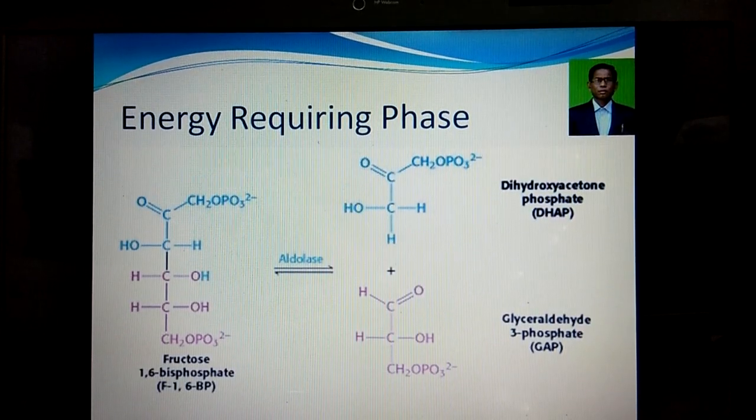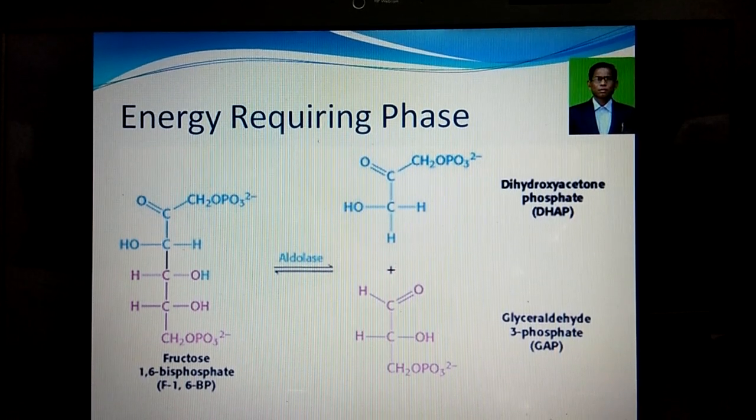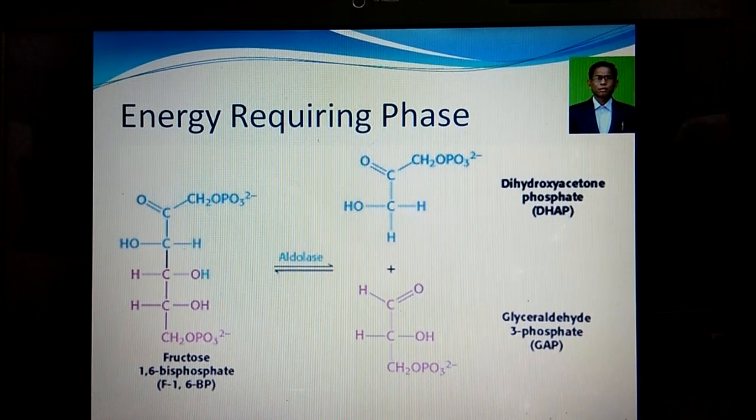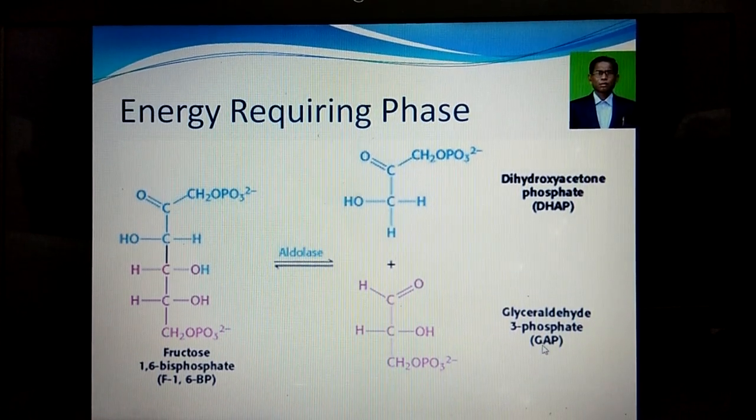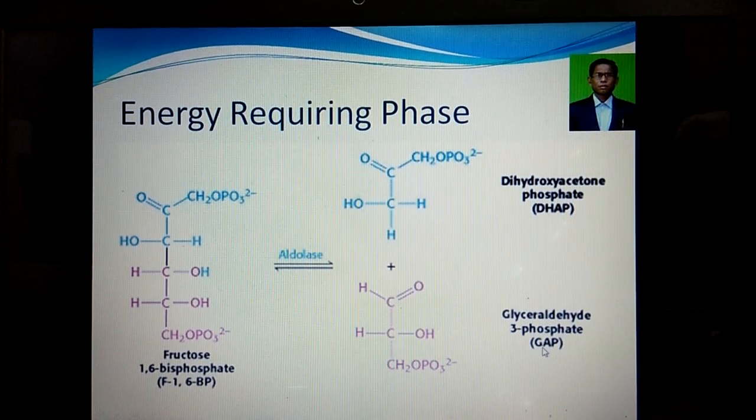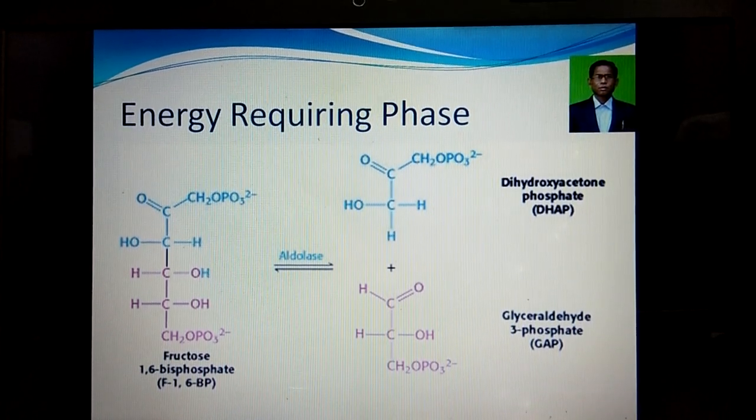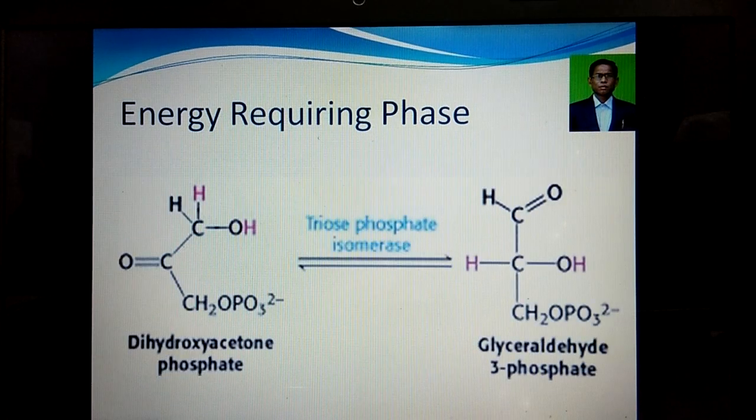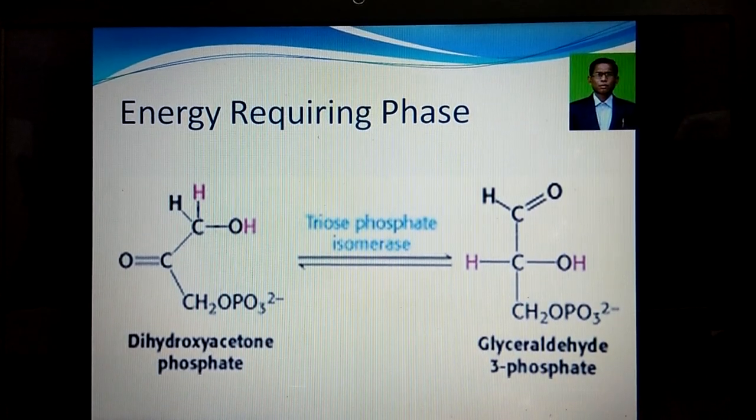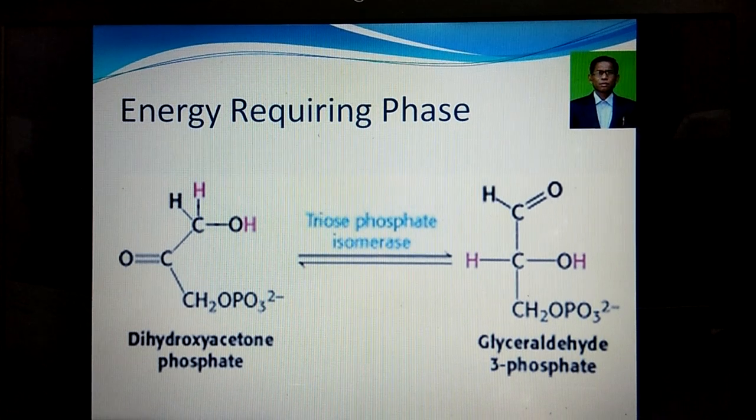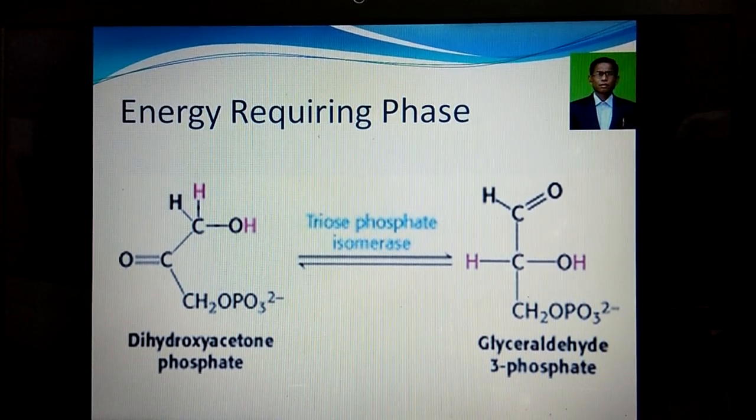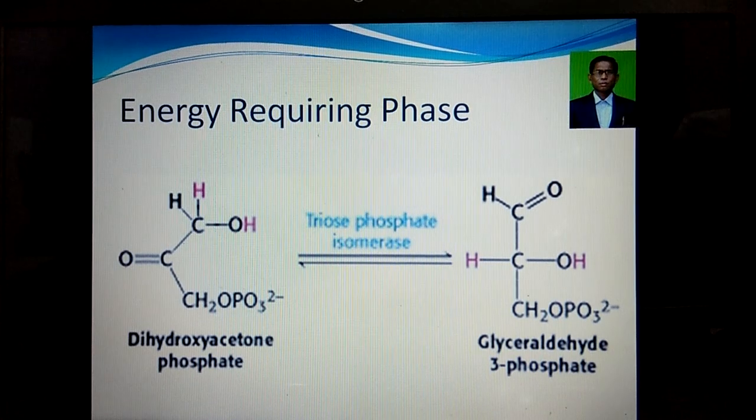In the fourth step, fructose 1,6-bisphosphate splits to form two 3-carbon sugars, that is dihydroxyacetone phosphate and glyceraldehyde 3-phosphate, by the enzyme aldolase. They are isomers of each other, but only glyceraldehyde 3-phosphate can directly continue to the next step of glycolysis. The last step of the energy requiring phase is that dihydroxyacetone phosphate is converted into glyceraldehyde 3-phosphate by the enzyme phosphotriose isomerase.